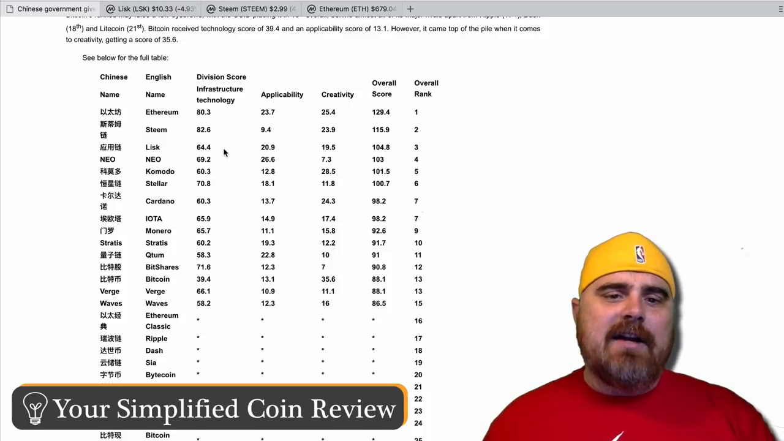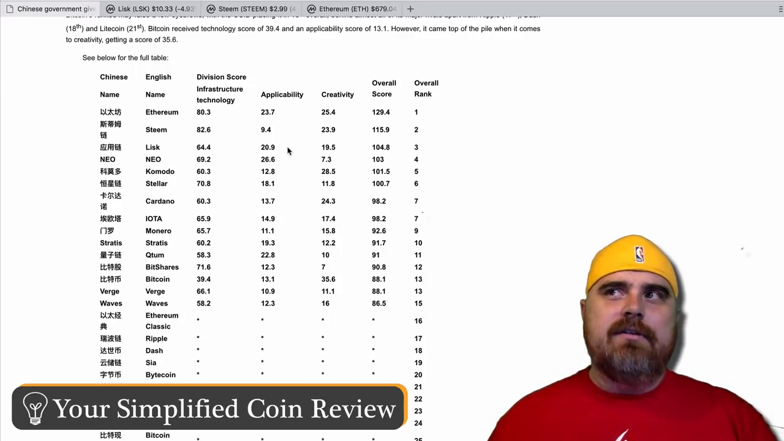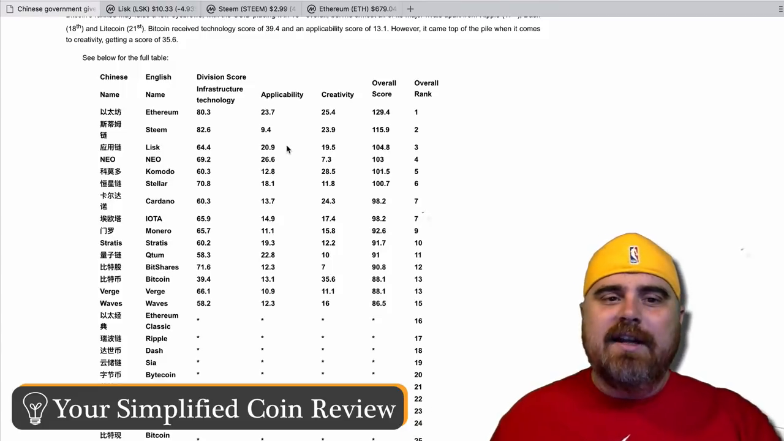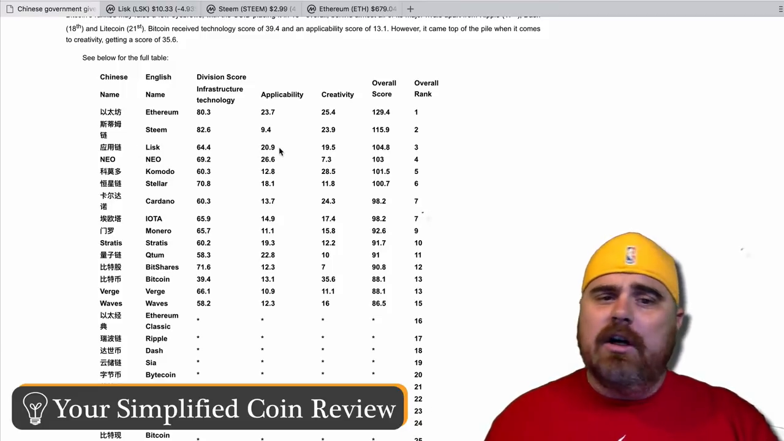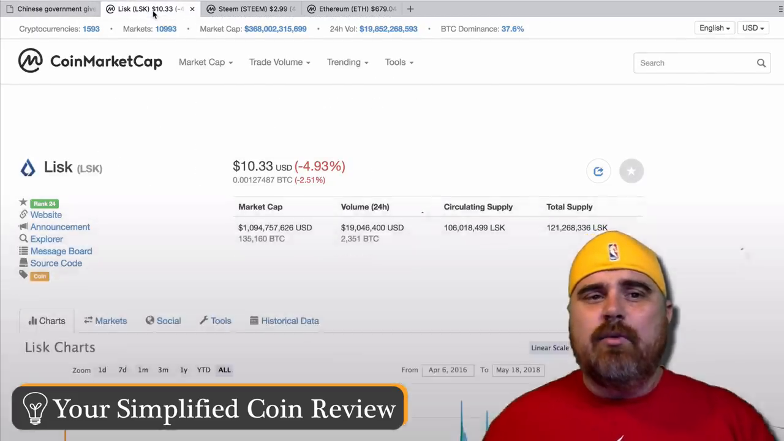They gave it a very high score on infrastructure, a very high score on applicability, and a pretty high score on creativity. Other than Ethereum, I think it's the most well-rounded scored crypto on this list. It was a 64 on infrastructure, a 21 on applicability, and a 20 on creativity. So, we talked about with NEO how the creativity weighed it down.